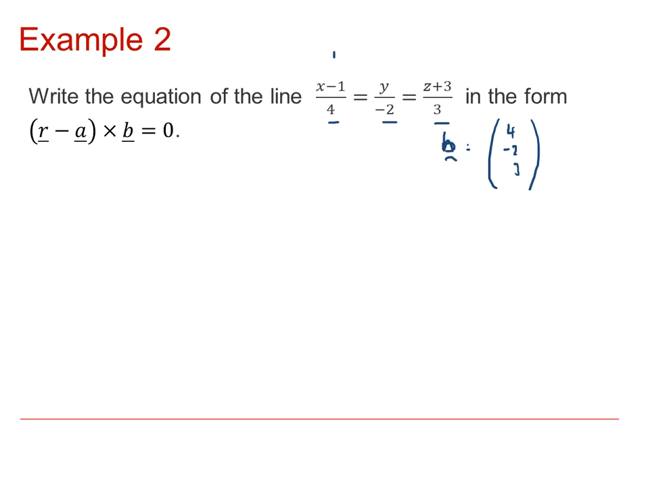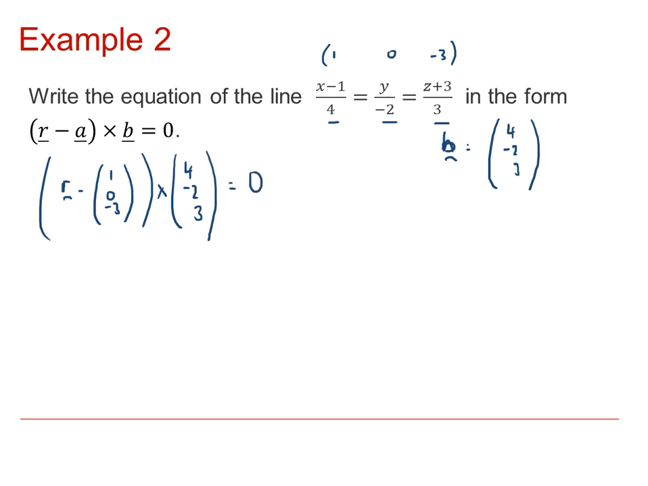So (1, 0, -3) will be a point on the line, so that we have the vector (1, 0, -3) as being our vector for a. Hence we can write the equation as r minus (1, 0, -3) cross product with the vector (4, -2, 3) must be equal to 0.